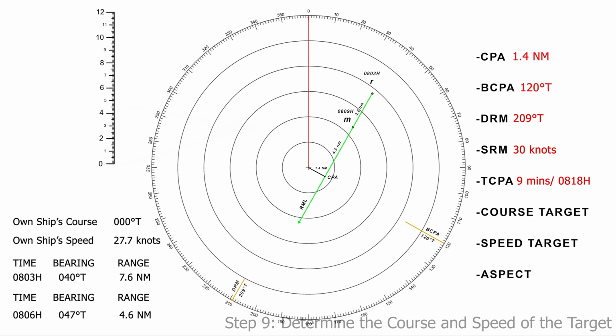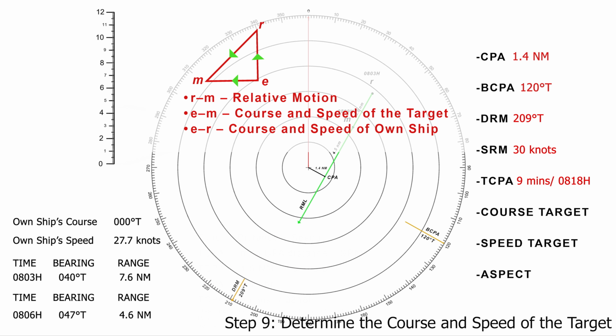Step 9. Determine the course and speed of the target. To determine the course and speed of the target, we must complete the ERM triangle. In the ERM triangle, R to M represents the relative motion. E to M represents the course and speed of the target vessel. E to R represents the course and speed of the own ship.